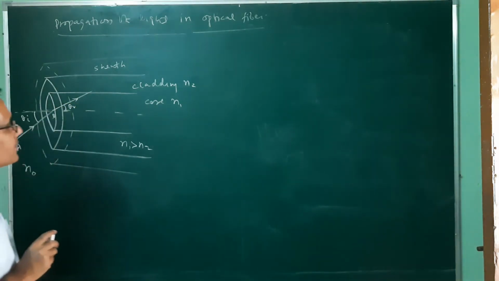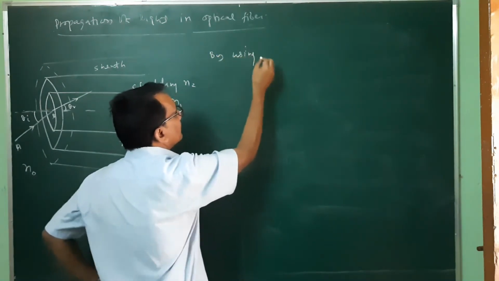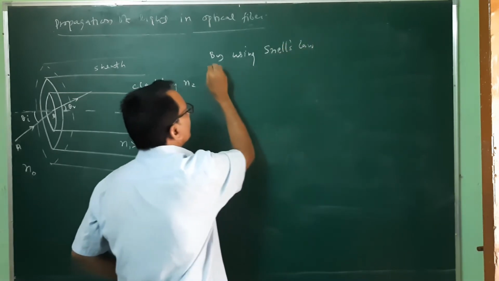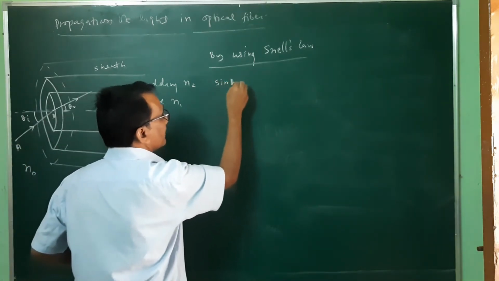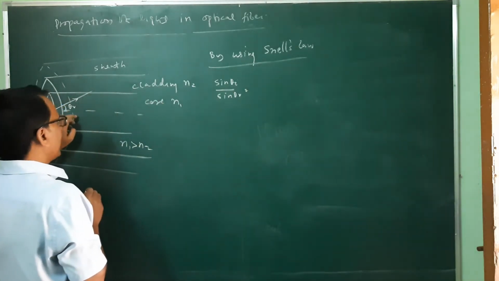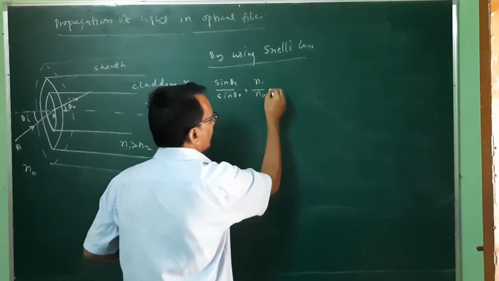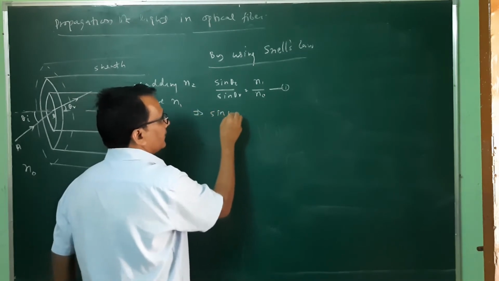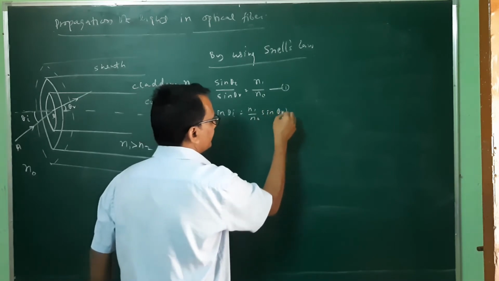So let us use Snell's law. By using Snell's law of refraction, we will have sine theta I by sine theta R equivalent to the refractive index of the second medium, that is N1, by N naught. So this is N1 by N naught. This is the first relation, and one can write sine theta I equivalent to N1 by N naught sine theta R.